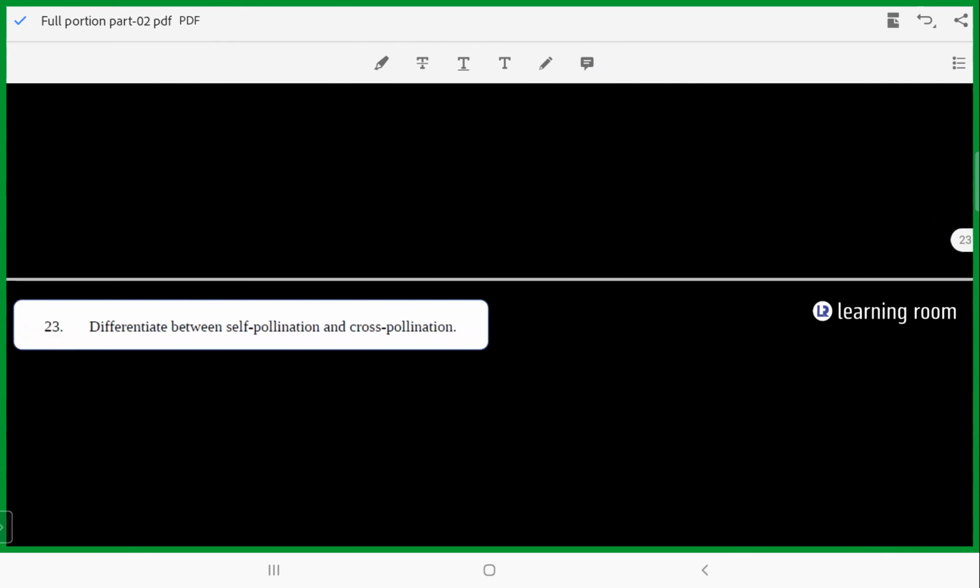And the next question. Differentiate between cell pollination.